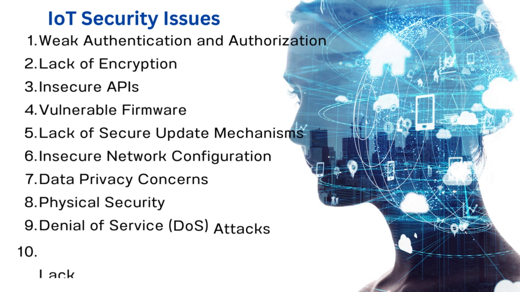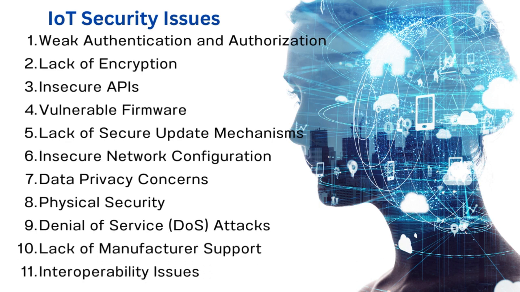Right. So now it's interesting to hear that a forecast by International Data Corporation, IDC, estimates that there will be 41.6 billion IoT devices by the year 2025. So more devices means more problems. I have listed 11 such IoT security issues. Let's see what these are.